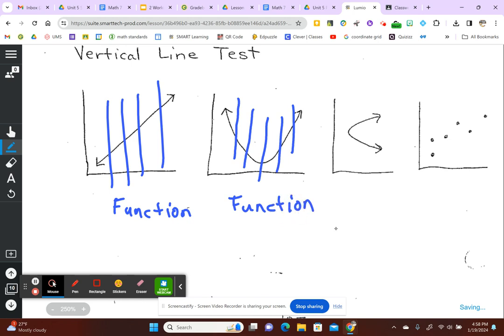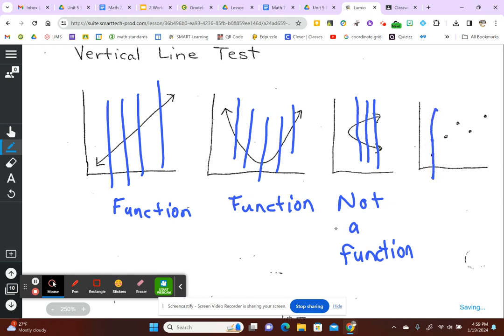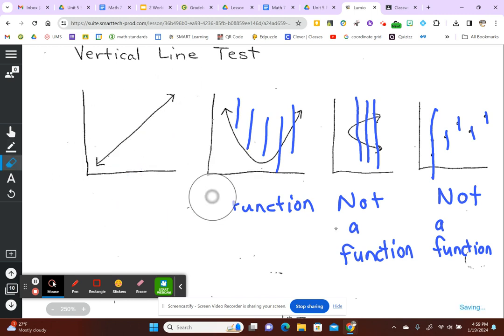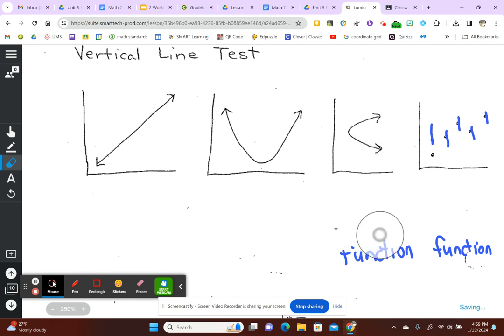Now, see what happens here when I draw a vertical line. Beep, beep, beep, beep, beep, beep. That means it's not a function because when I drew a vertical line, I passed through the graph more than once. Here, this is not a function because beep, beep, I pass through twice. It's not a function if there's ever a place where you can draw a vertical line and pass through that graph twice. So that is what's called the vertical line test. And if you can draw a vertical line and pass through the graph more than once, then that is not a function.